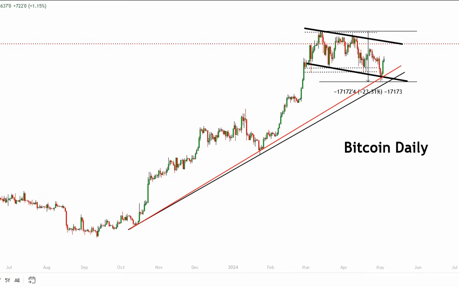If I just zoom out, you can see what's going on here. Again, we've got the trend line from this low right here. Here, the red line, I've excluded the shadow, and we're bouncing off of that. We just slightly violated it.